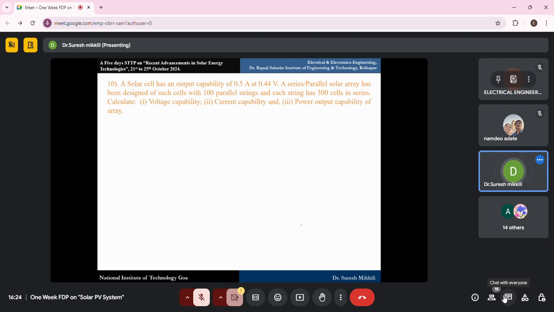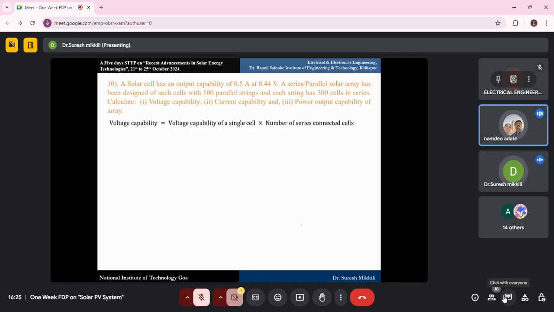The question is, there are 100 parallel strings and each string has 300 cells in series. So the voltage across the PV system will be equal to the voltage across one string. Voltage across one string will be 300 cells into 0.44, which is 132 volts. That is the voltage capability of a single cell times the number of cells connected in series.